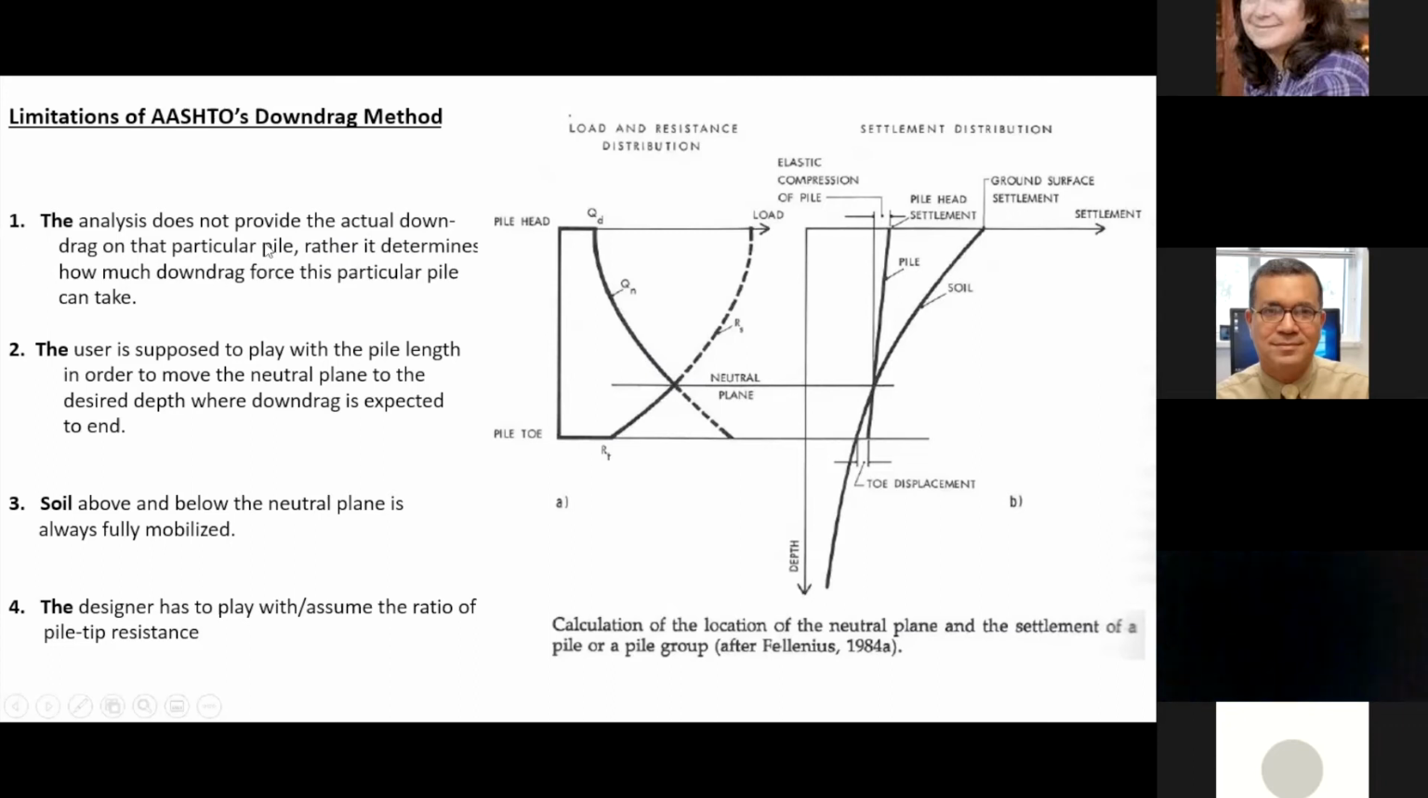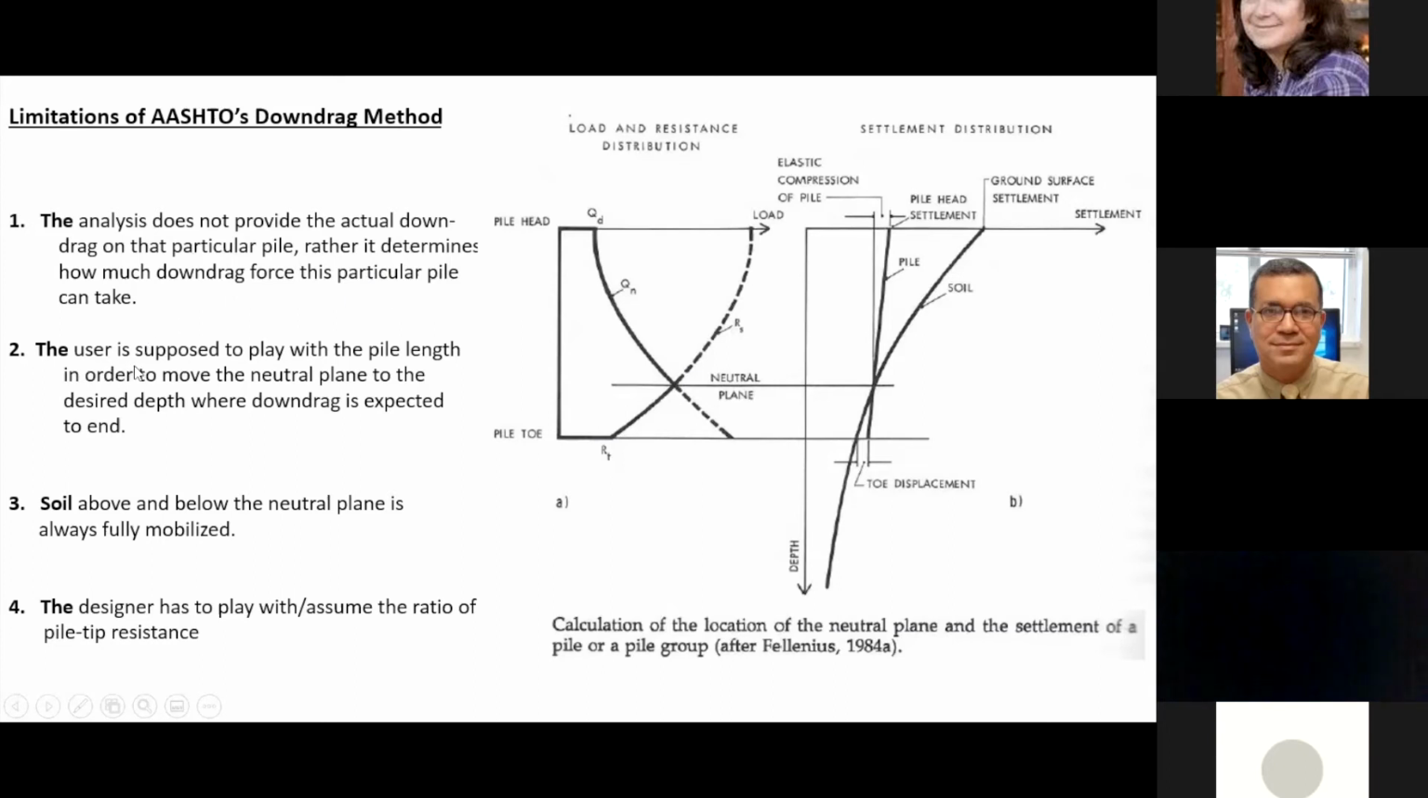You need to calculate the settlement due to or caused by the 100 kips, not the 200. So this analysis is dealing with the ultimate situation, regardless of what you have right now. This is number one. So we need to deal with the actual situation to determine how much down drag force this particular pile can take for that situation.